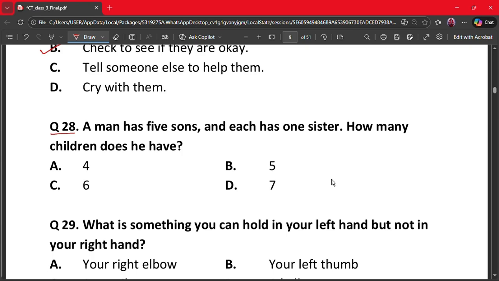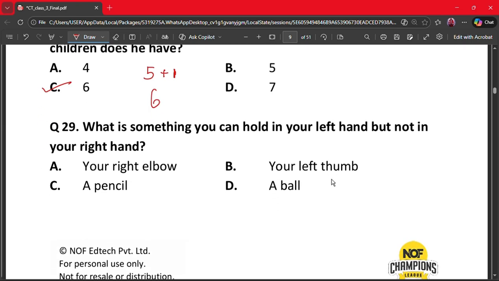How many children does he have? A. 4, B. 5, C. 6, and D. 7. The correct answer is option C. 5 sons have all single sisters, so it becomes 6.